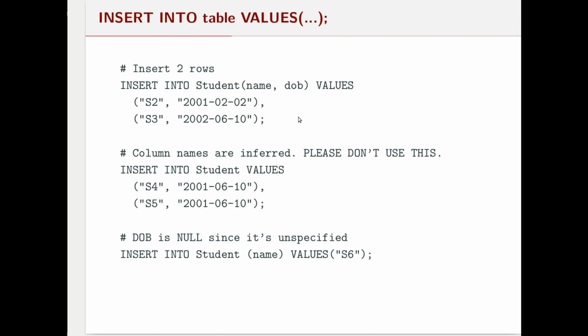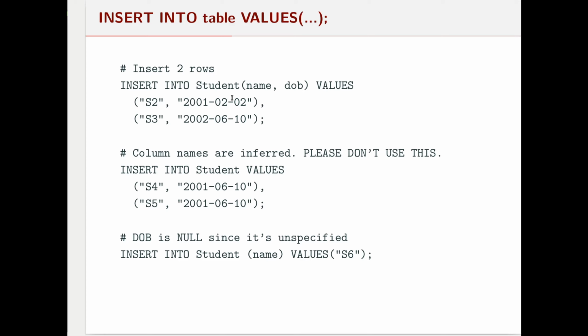Now here's how you insert more than one row. You specify the columns that you want inserted, and then as part of values you separate the individual rows with a comma. So you group individual rows within these brackets and then you separate individual rows with a comma. This statement will create two rows. The first row will contain the name as S2 and date of birth as 2001 0202. The second row, or another row that gets inserted, will now have the name S3 as a student name and the date of birth will correspond to 2002 0610.